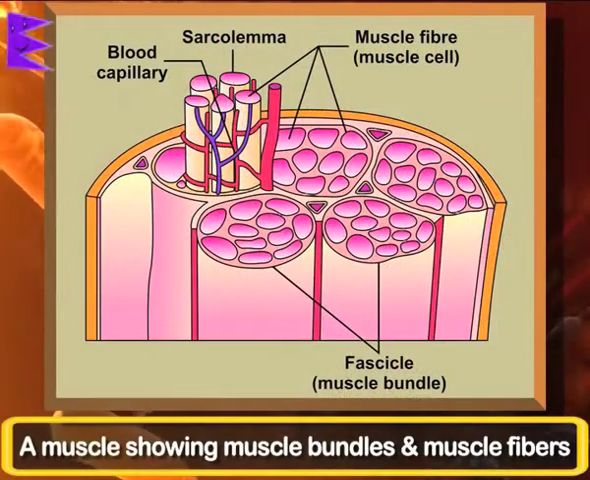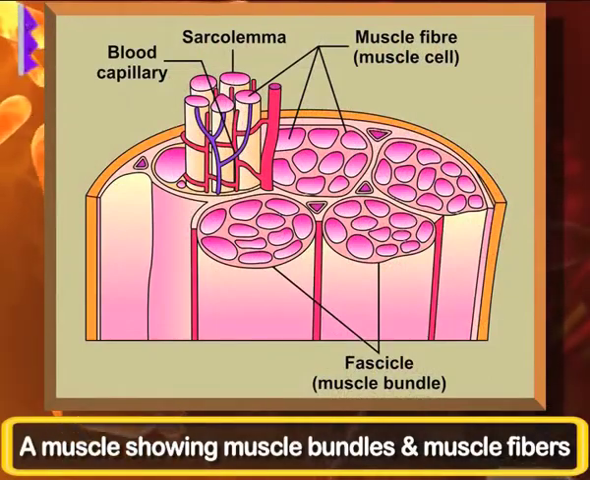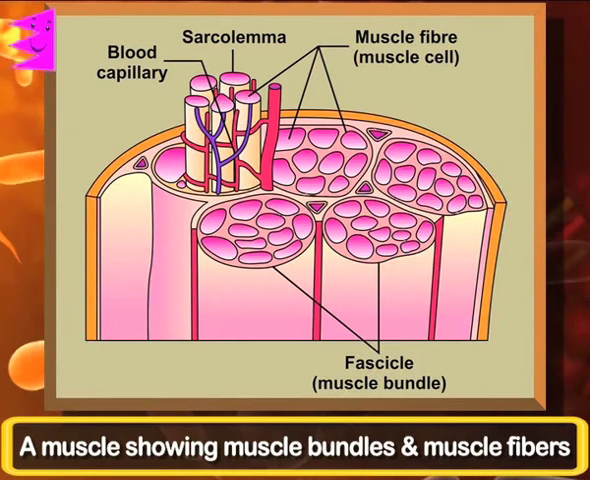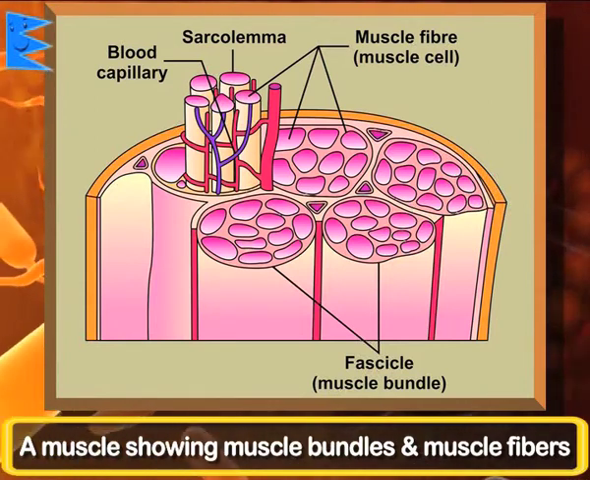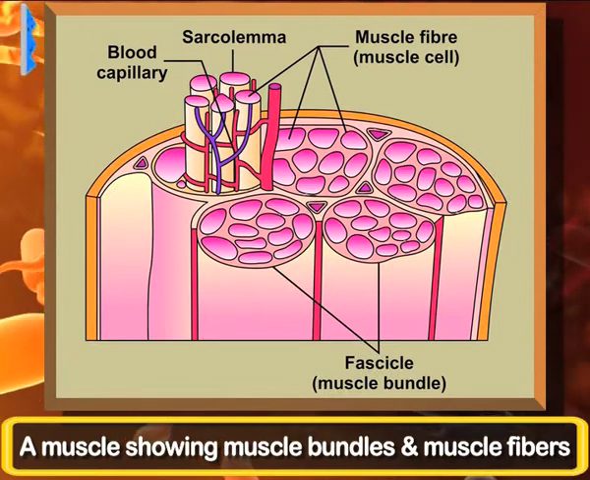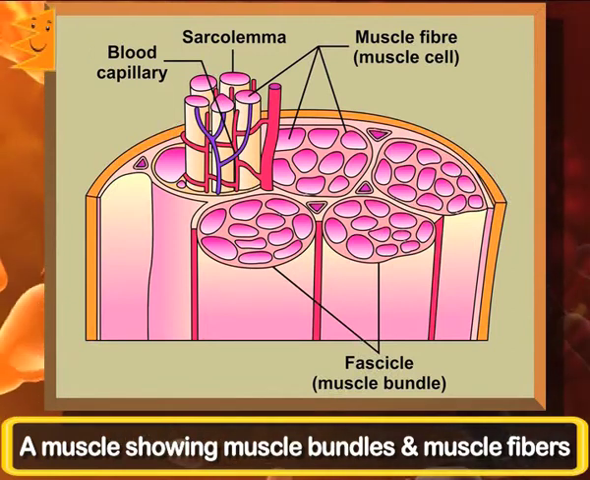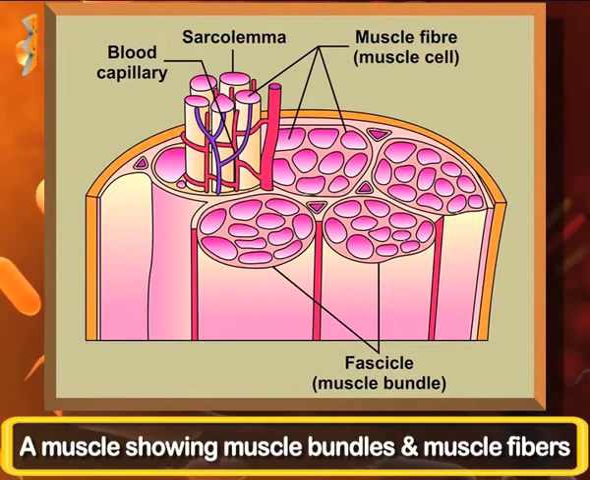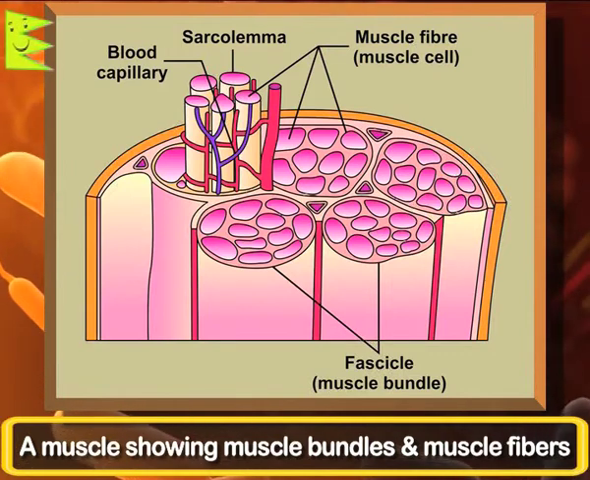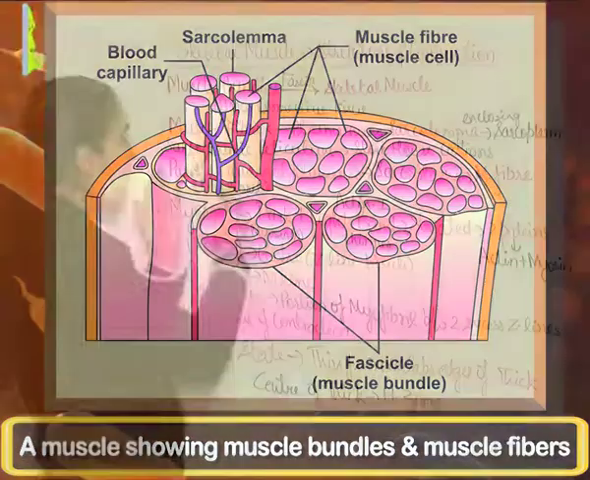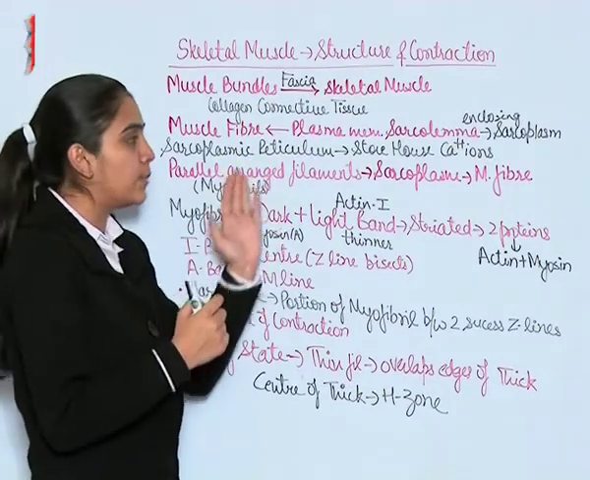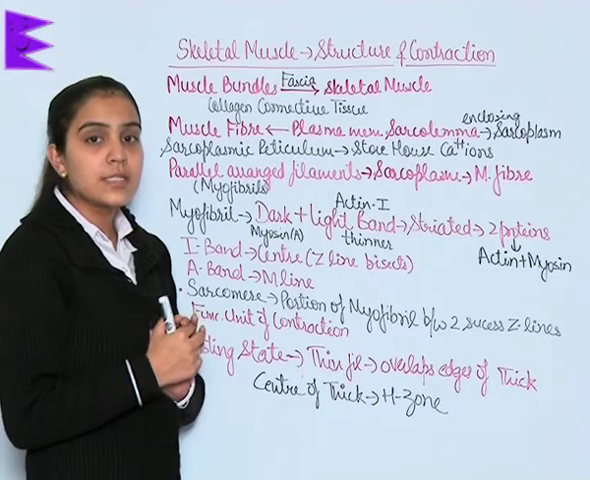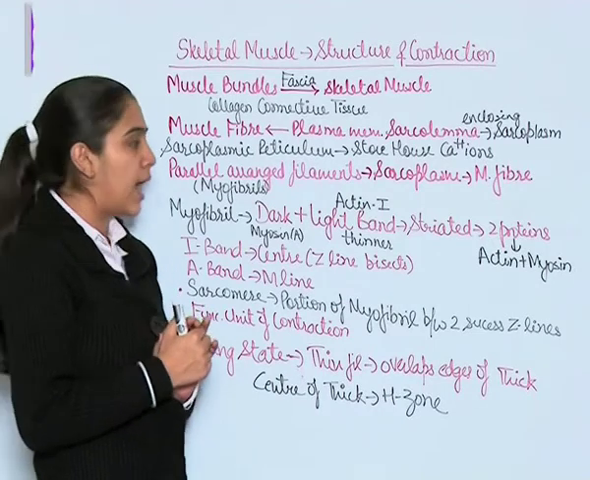You can see this in the diagram that skeletal muscle is composed by muscle bundles held together by fascia, and each muscle fiber is covered over by plasma membrane named as sarcolemma, which is enclosing sarcoplasm. Sarcoplasmic reticulum, that is endoplasmic reticulum, so present is storehouse of calcium ions.